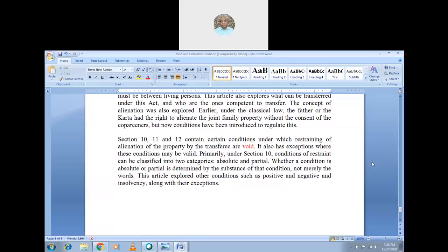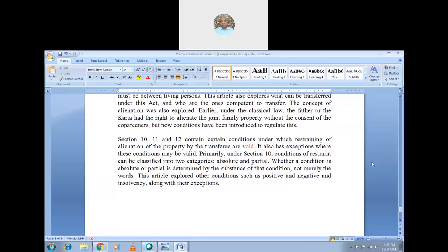Primarily under section 10, conditions of restraint can be classified into two categories. One is absolute, another is partial. An absolute condition is void and a partial condition may be acceptable. Whether a condition is absolute or partial is determined by the substance of that condition, not merely the words. This article explored other conditions such as the positive and the negative and the insolvency along with their exceptions.